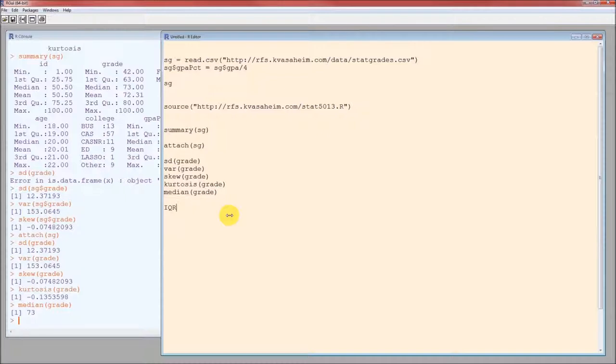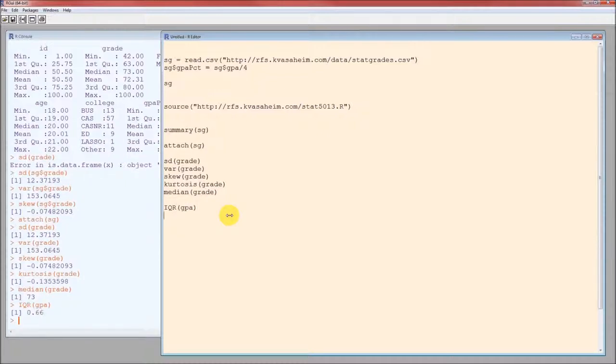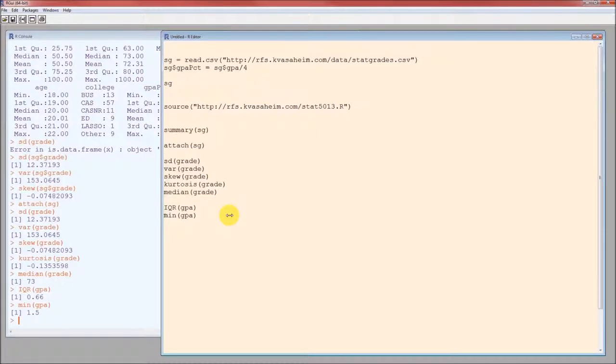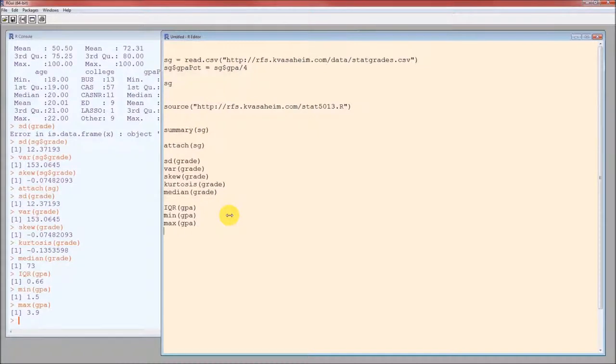We can calculate the interquartile range, which is IQR. Let's do it of GPA. 0.66 is the IQR. We can do the minimum. Minimum GPA is 1.5. The maximum GPA is hopefully not 4. I was hoping. We could look at the quantiles.